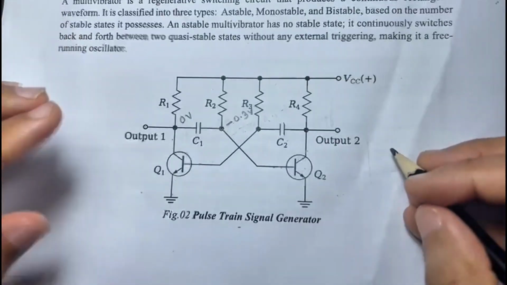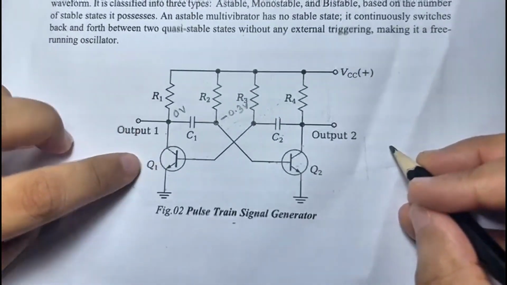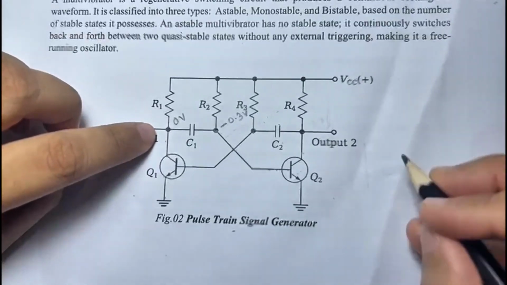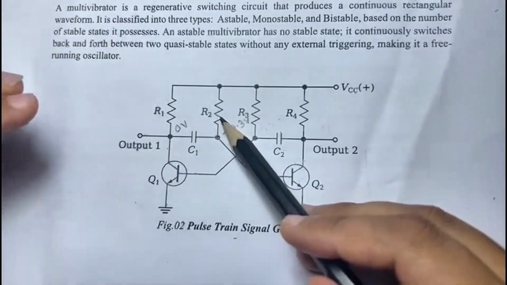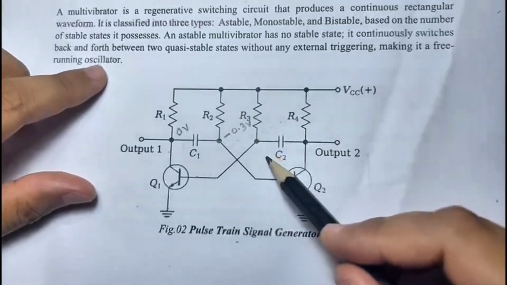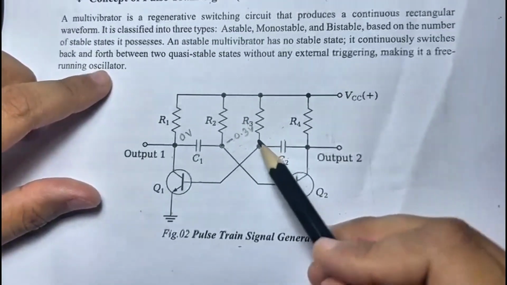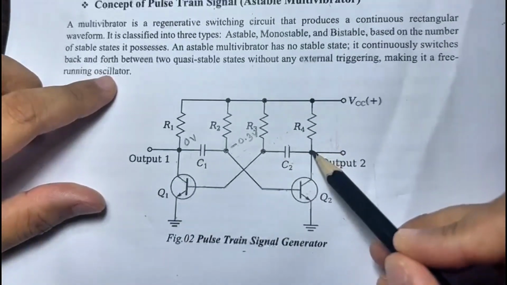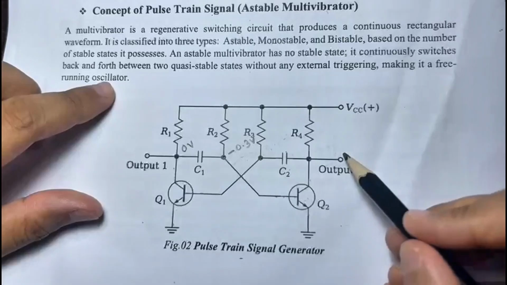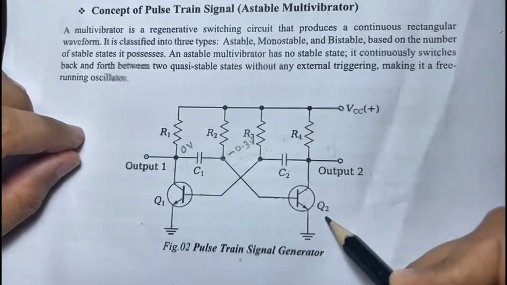So now our Q1 transistor is in the saturation period. The positive side of the capacitor C1 is constant at 0 volt and the negative side is discharging through R2. And for the capacitor C2, the negative side is constant at 0.7 volt as it is connected to the base of Q1, and the positive side is charging through R4. So the collector voltage of Q2 is decreasing.